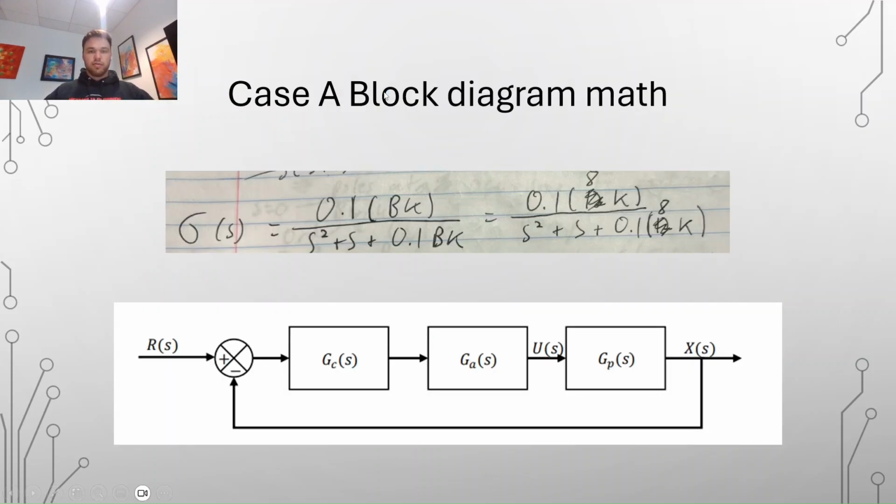So first I'm going to go through the block diagram math. In this system, I did GC of S times GA of S times GP of S, all with a unity feedback. That was just the top right here, and then I had to incorporate the unity feedback right here, so it was going to be GC, GA, GP, divided by 1 plus GC, GA, GP. Once I worked that all out and simplified it down, I got this equation right here, and I plugged in my 8, and I got this equation.